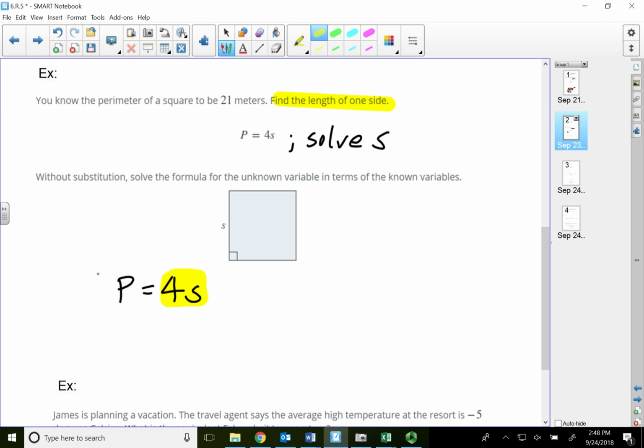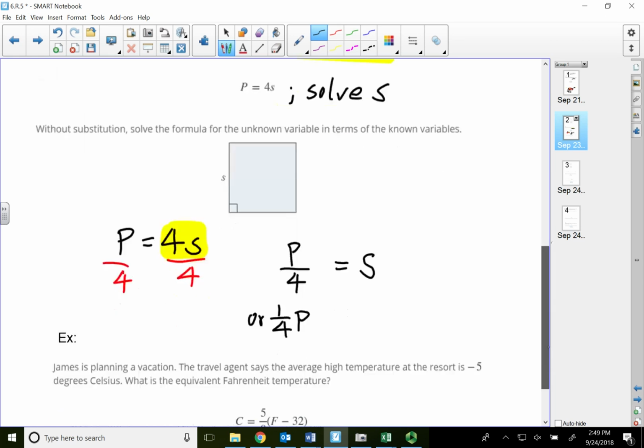When there's nothing else to do, the only thing we can do is divide both sides by the coefficient, which is 4, since s is the variable I'm solving for. So my side is going to equal P over 4, or you can write it as 1 over 4 times P. Either way will work.